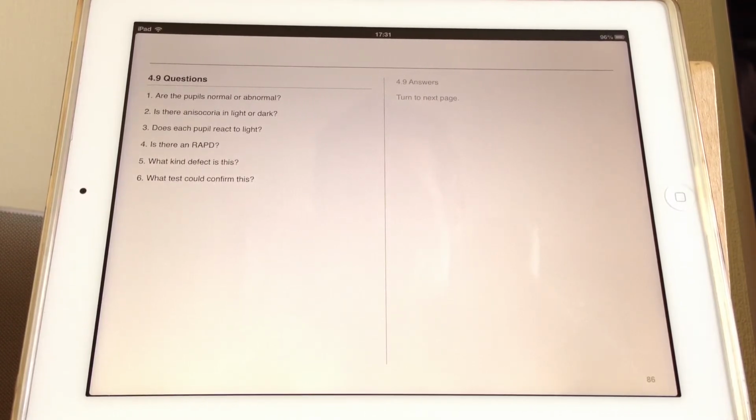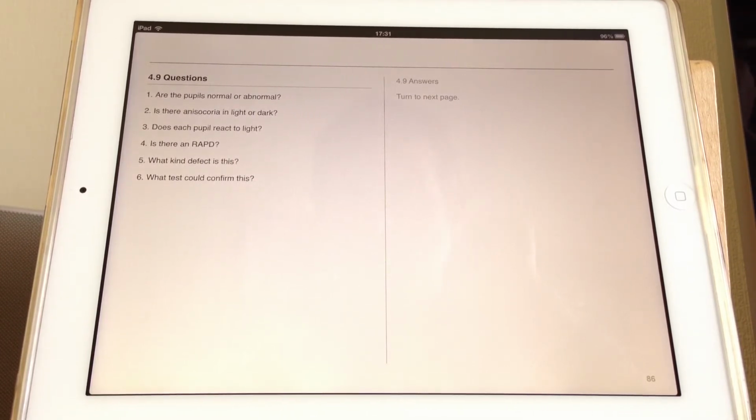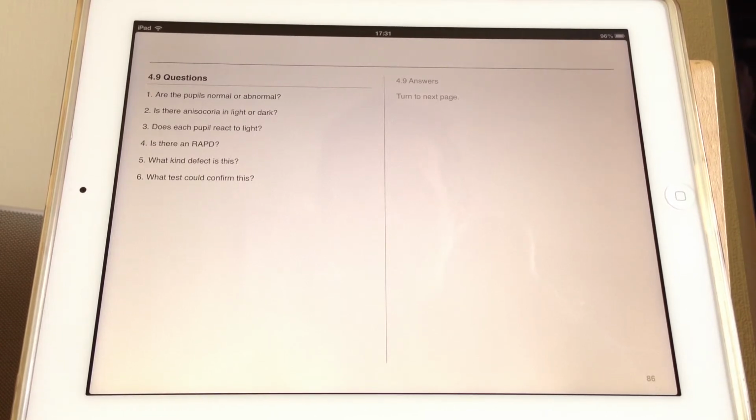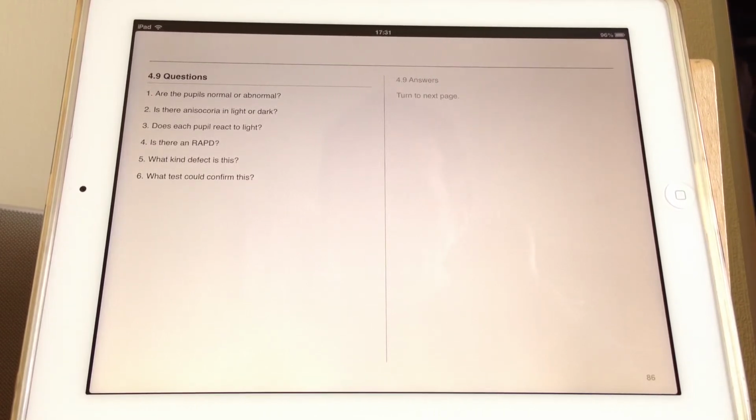So is there anisocoria in light or dark is the next question. Well, both. Does each pupil react to light? Question 3, yes. Is there an RAPD? Question 4, no. What kind of defect is this? Physiological anisocoria.